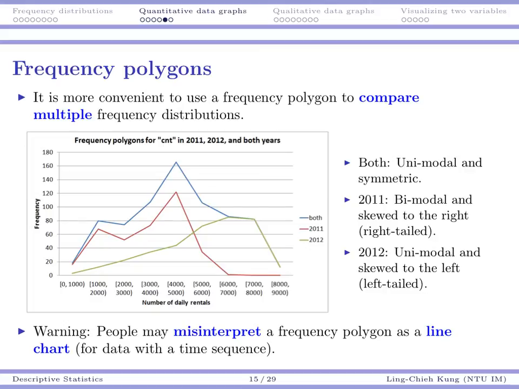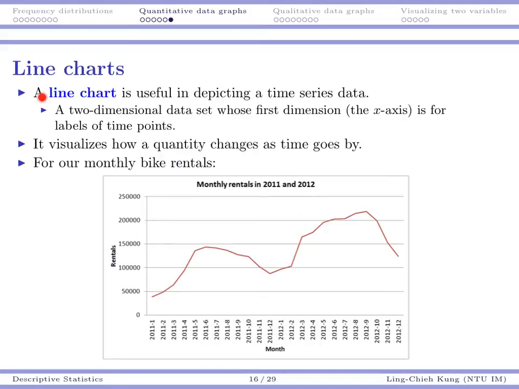This is describing a frequency polygon, not a time series. So using lines can be dangerous. You need to make sure that people really know what your x-axis is. Okay, so let's talk about line charts. A line chart is useful in depicting time series data, okay, which means your x-axis is for time. It visualizes how a quantity changes as time goes by.